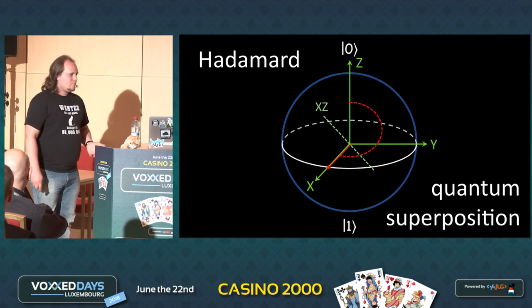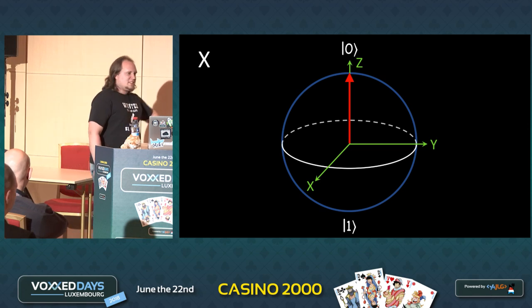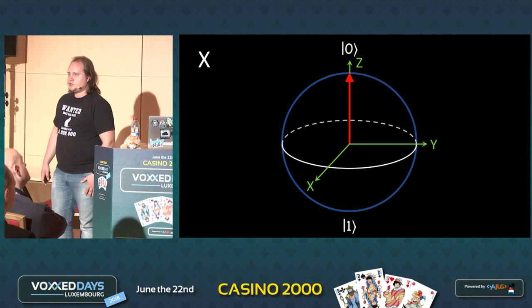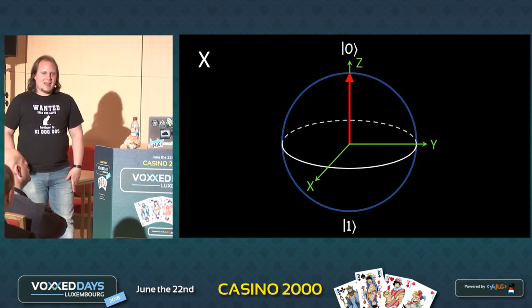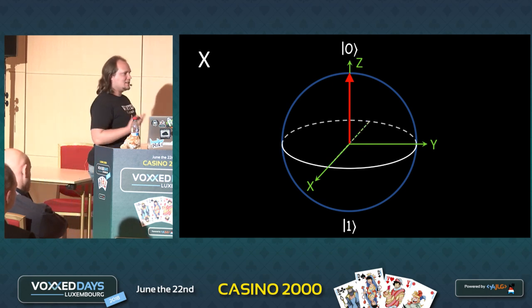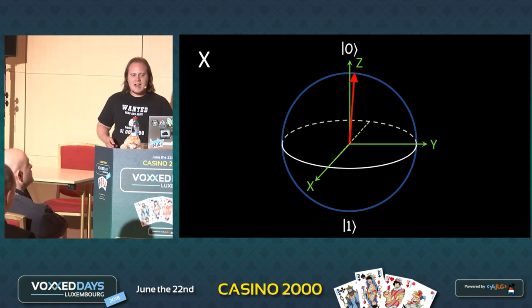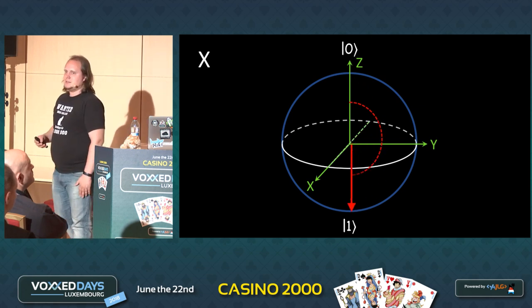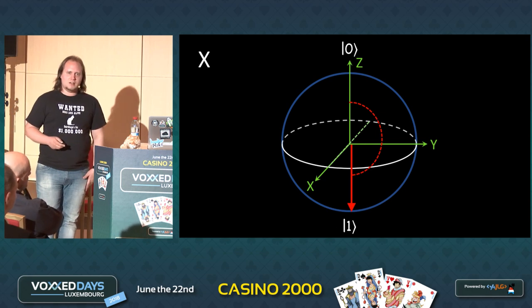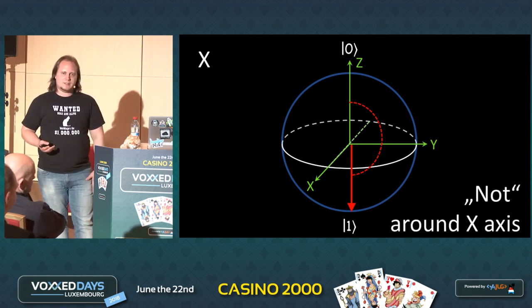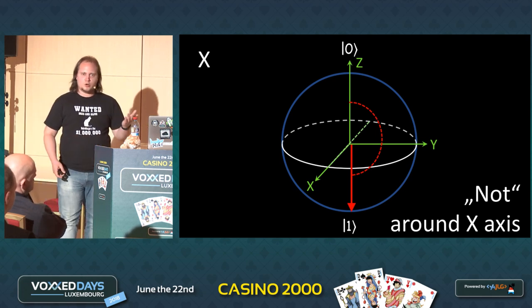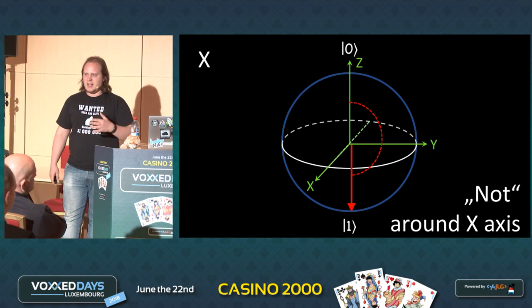Much simpler would be the X gate. Now, the X gate is one of three so-called Pauli gates, and basically, this takes the axis it's named after, the x-axis, and spins our vector around that. So this, in its effect, may seem pretty familiar to you. This is basically a NOT gate, at least in the way we're using it right now, because if you have 0 and apply an X gate, you get 1, and vice versa.